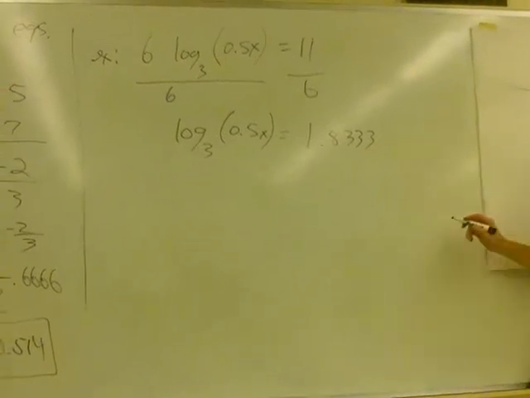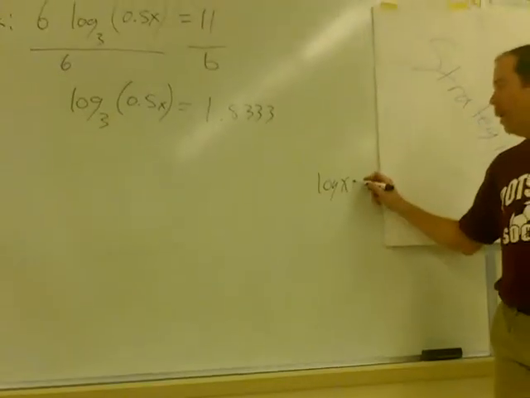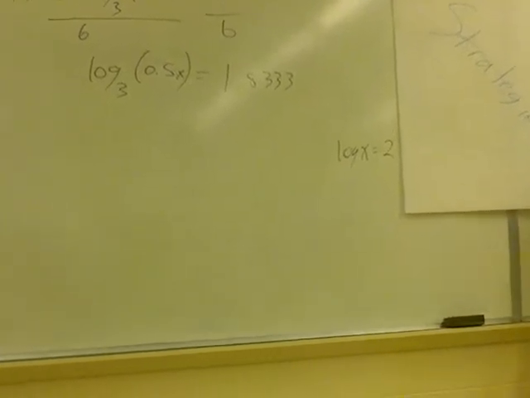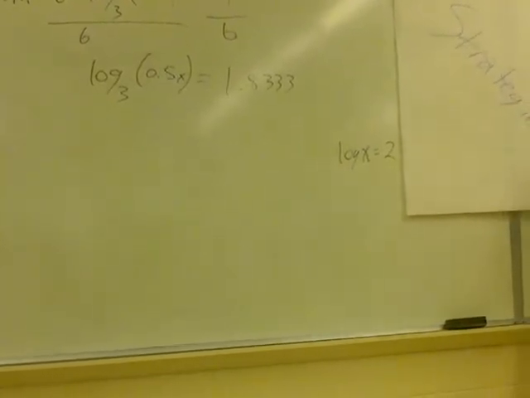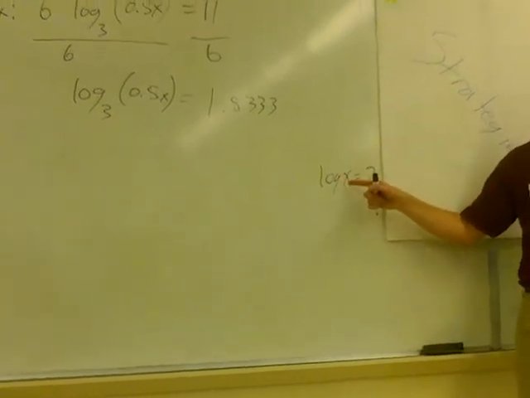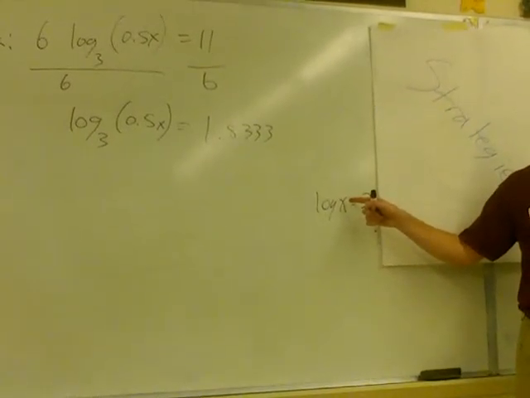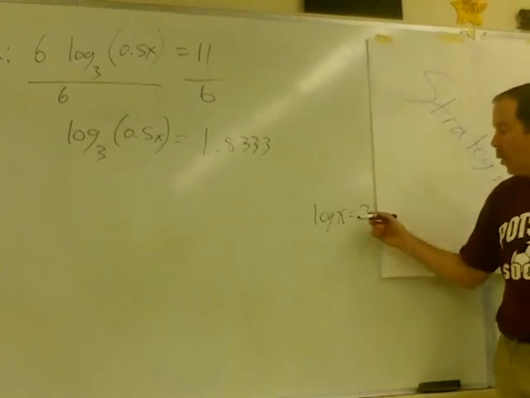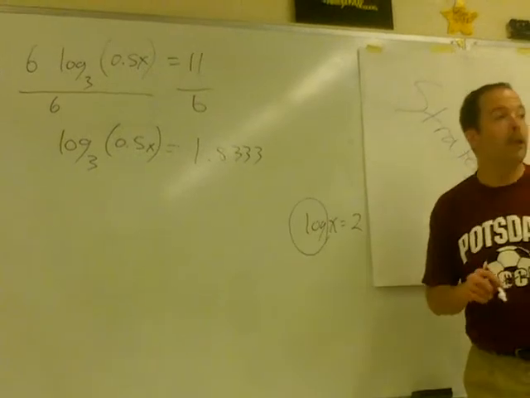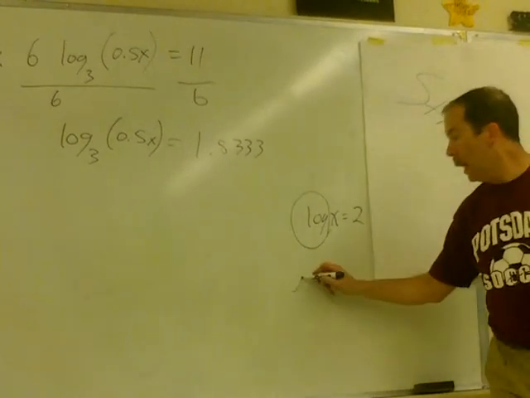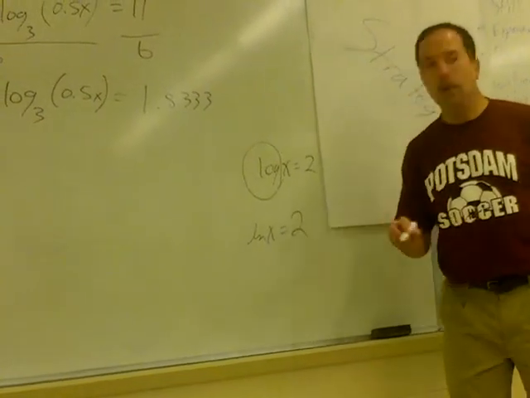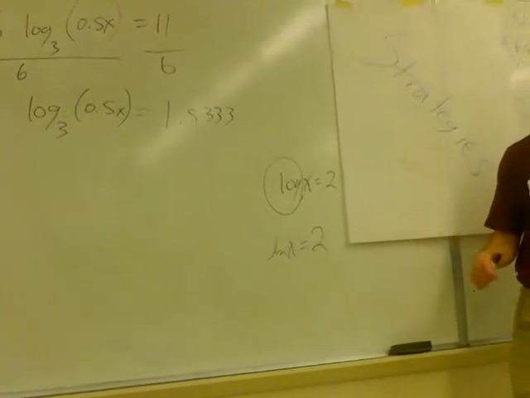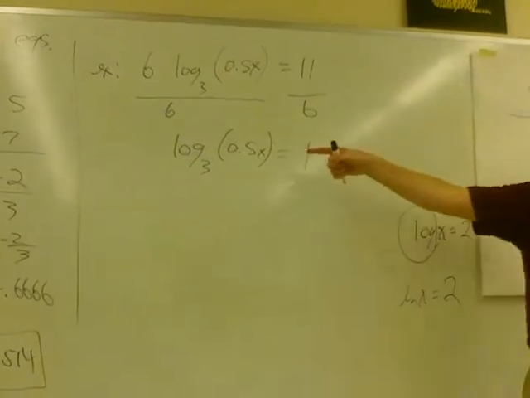When we had log x equals 2, how did we solve that? We did 10 to the. Why did we choose 10? Because it's base 10. When we do ln x equals 2, you do e to the, because it's base e. You do 3 with base 3.